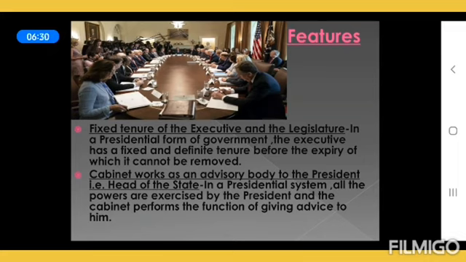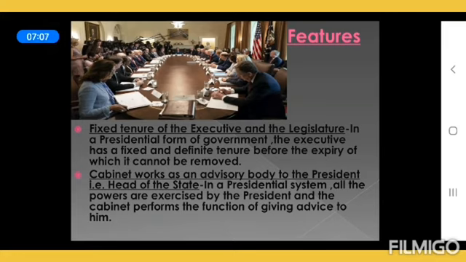His decisions are binding upon all his ministers. That means all the ministers have to follow the decisions made by the president. Ministers hold office only so long as he wants them to continue in office. In this respect, the president under the presidential system is in a distinctly advantageous position in comparison with the position of the prime minister in the parliamentary system.